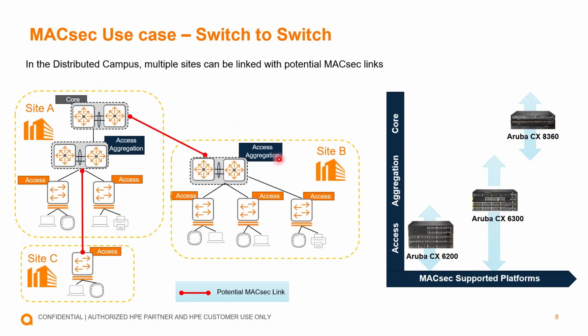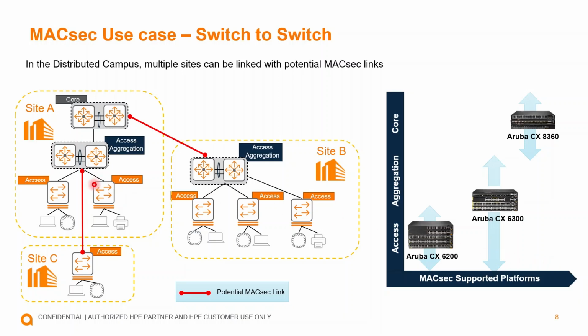Before we see the use case of switch-to-switch MACsec, let's find which platforms in our Aruba CX portfolio support MACsec. In the access layer, we have the new modular 6200 series of switches. Spanning access to aggregation layer, we have the 6300 series of switches. Traversing aggregation to core, we have the 8360 switches. All these switches support MACsec. But on a slight note, only selected SKUs in the 6300 and 8360 switches support MACsec.